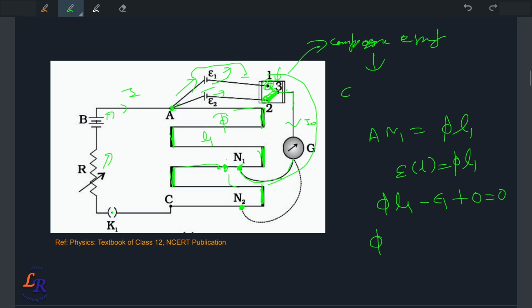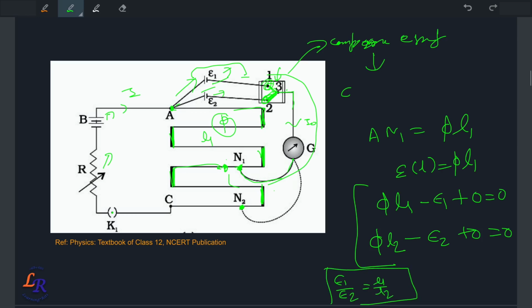If the per unit length potential difference is phi, then it will become phi L2, right? And in a similar way you can have a minus epsilon 2, and then the galvanometer reading is 0, so you will have a 0 reading. So you got two very nice equations, and if you solve these two equations, you will have a relation like epsilon 1 by epsilon 2 is equal to L1 upon L2, right? So this is a very good relation you got.